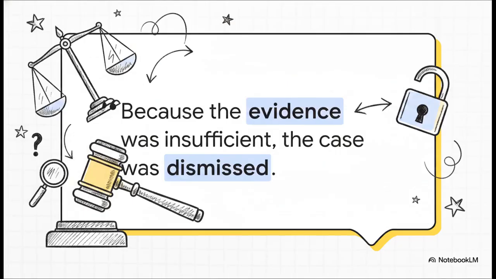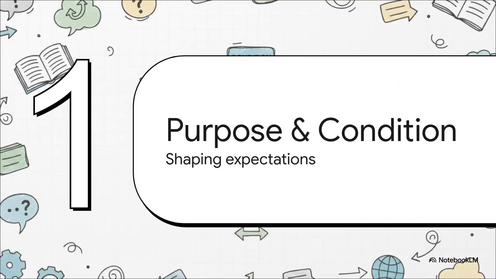Let's see this reason clause in action. Because the evidence was insufficient, the case was dismissed. Just feel the weight and the rhythm there. It doesn't just state a dry fact, it perfectly structures a really high-stakes outcome. By front-loading the justification, the final action, the dismissal of the case, feels absolutely inevitable. It's logically bulletproof.